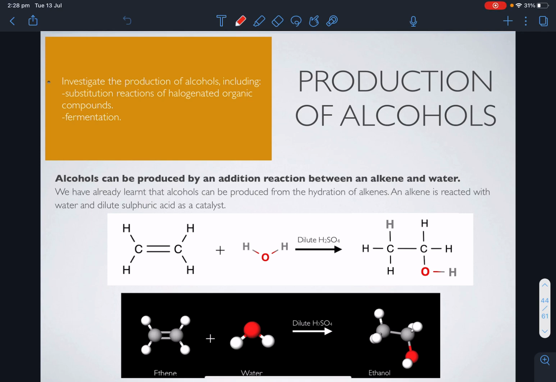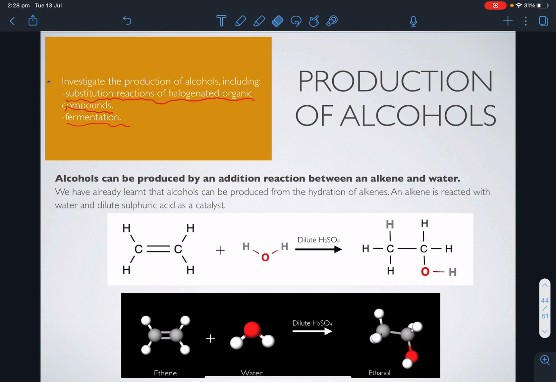Okay, Year 12. This video is all going to be about the production of alcohols. So there's our syllabus point in yellow, top left. Investigate the production of alcohols, including one we've just learnt about, substitution of halogenated organic compounds, and also fermentation. And I think I added another one into there too. Here, it's on the first page.